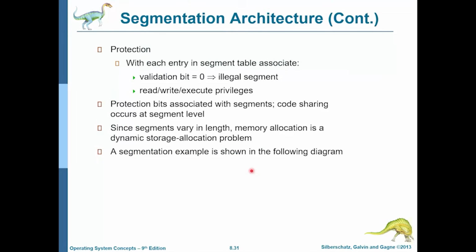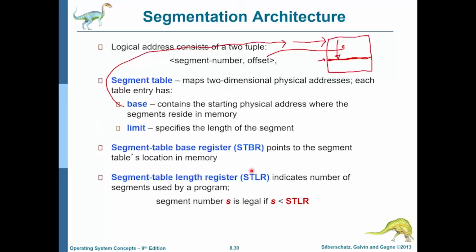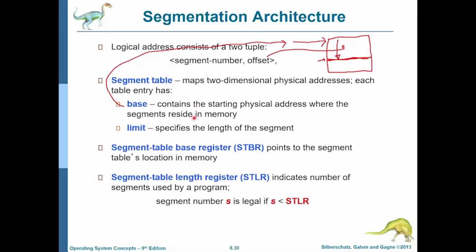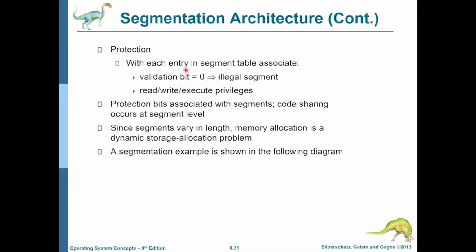Now, protection is not only guaranteed by the segment table length register as we saw here. We also have validation bits in segments. If the validation bit for a segment is set to 0 in the segment table, so in the segment table you will have one entry for each segment, and those entries can have different bits on them. One of the bits is the validation bit, which if it is 0, it is an illegal segment, and this process cannot access that segment. If it is trying to access that segment, you will get a trap.